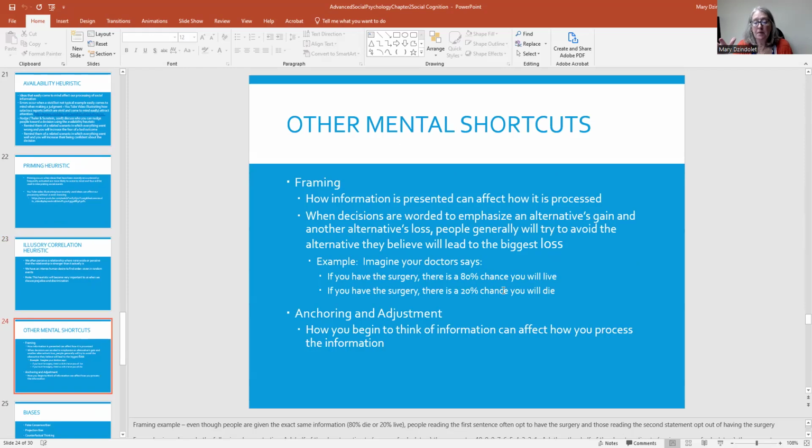I love this example. Let's say you need a surgery. The doctor says to you, if you have the surgery, there's an 80% chance that you'll live. If you have the surgery, there's a 20% chance you'll die. The doctor's giving you the exact same piece of information. If you have an 80% chance of living, then you have a 20% chance of dying.